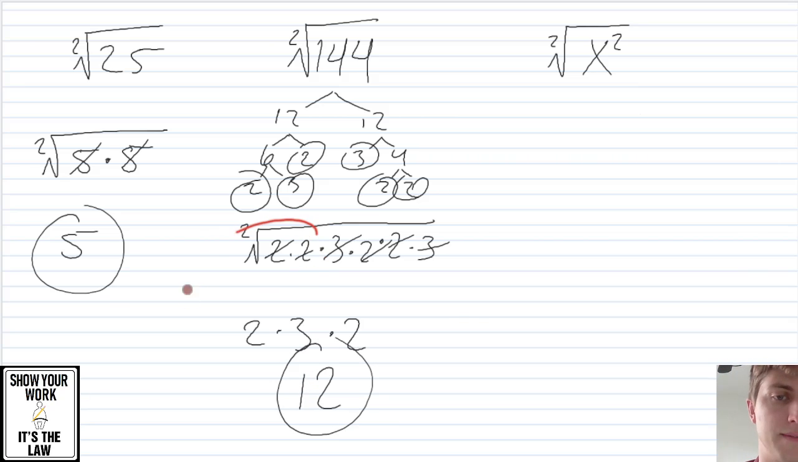Now, this may seem like a lot of extra because obviously we already knew that it equaled 12, but it's important to set up these foundations because things are going to get more complicated quick. So you can't just rely on knowing it off the top of your head. You want to be able to know how to do it the proper way. And then lastly over here, x squared is the same as x times x. Because it's the square root, everything that shows up twice can get pulled out. So x is our square root.